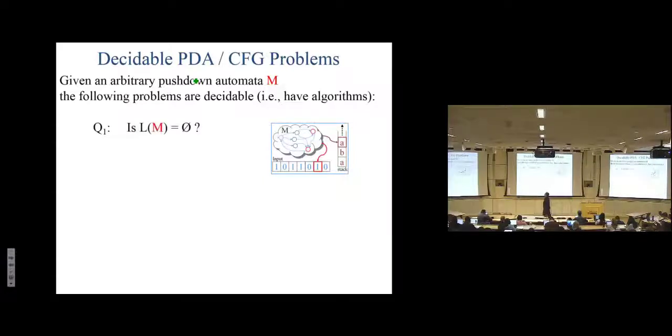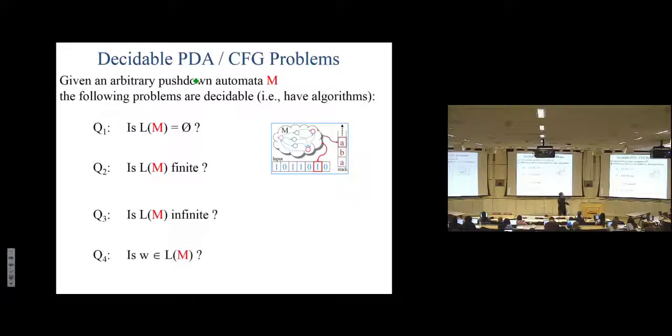I give you a Pushdown Automata, ask you, is its language empty? Is that decidable? Is there an algorithm to determine whether the language of a PDA, a Pushdown Automata, is empty or not empty? So I'm giving you sort of the parallel kind of questions for that. Is the language of a PDA finite? Is it infinite?